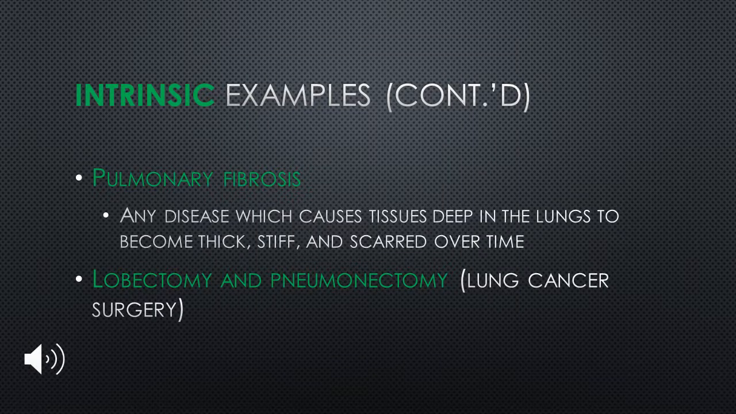So last few examples, pulmonary fibrosis is just kind of a generic term that captures any disease which causes, again, the tissues of that lung parenchyma to become thick, stiff, and scarred, so it can't expand the way it needs to. And then any lobectomy or pneumonectomy, any kind of lung cancer surgery, because obviously once you get in there and do surgery, you're going to have scarring and stiffness as well.